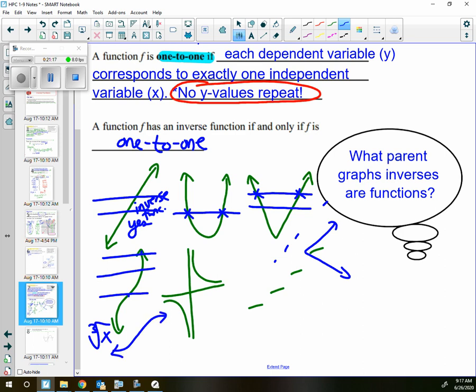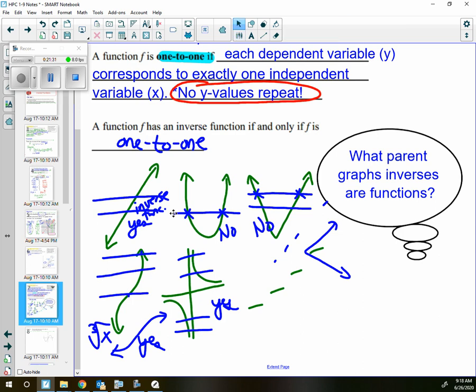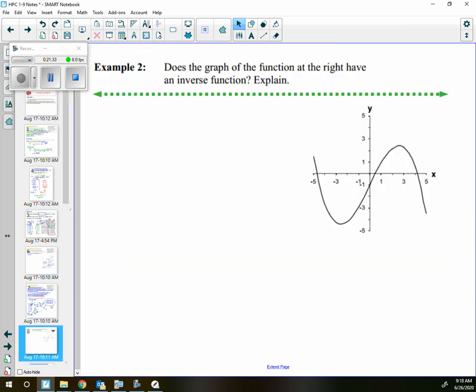How about the rational function 1 over x? It only touches one point, so that's also a yes for its inverse being a function. So cubics and rational functions, definitely yes. Parabolas and absolute value, the inverses are not functions. So take that train of thought, and we know we have some parent graphs that are and some whose inverses are not functions.